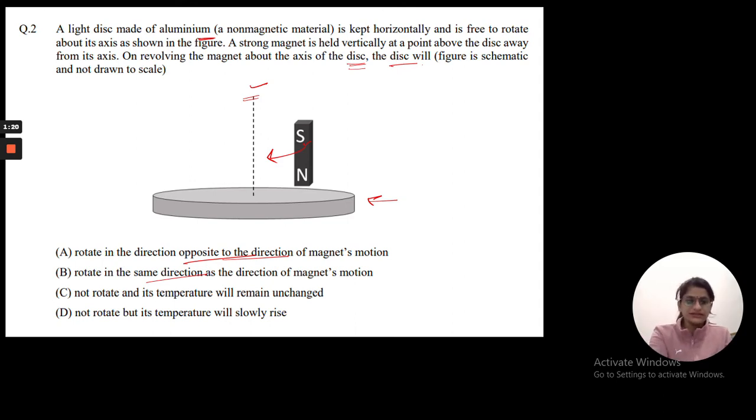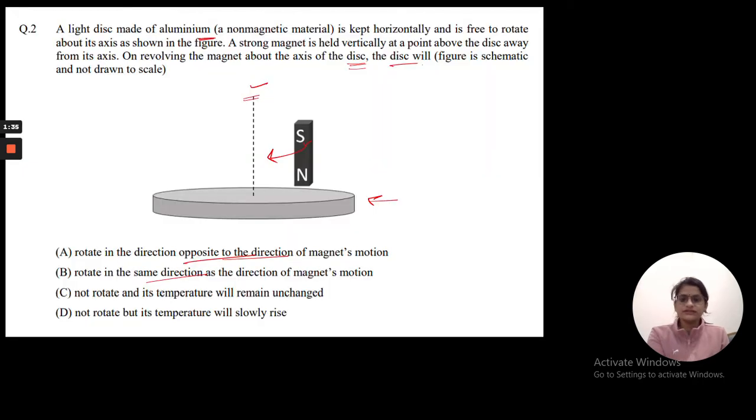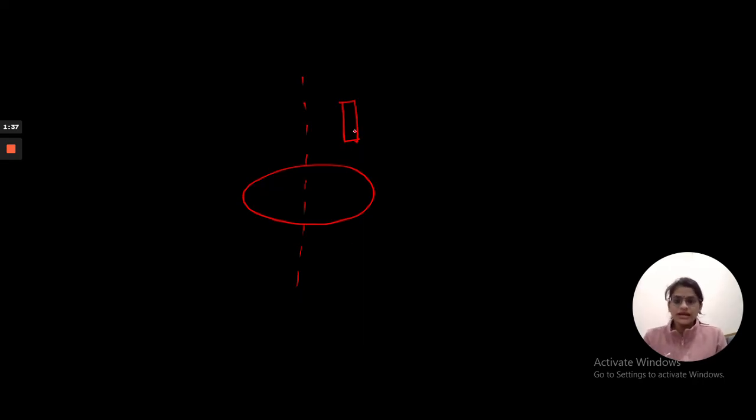Let us see this in the next slide. This is the aluminium disc, and here is the axis of the disc. The magnet is this way, facing the north downward and south upward. That magnet is being rotated about the axis of the disc. Now we have to find in which direction the disc will rotate, or whether the disc will rotate or not.